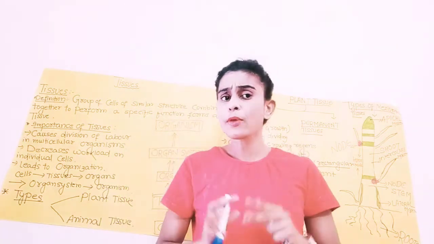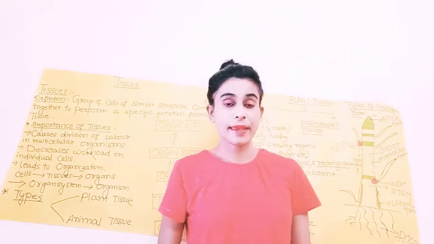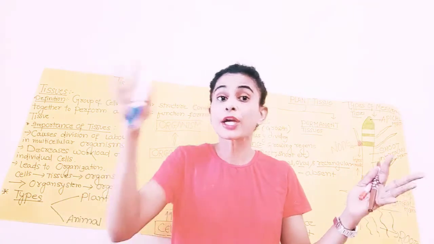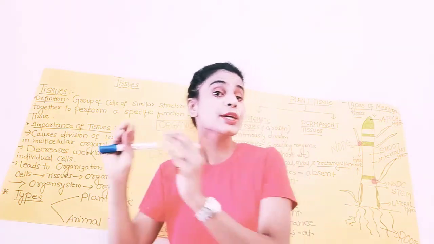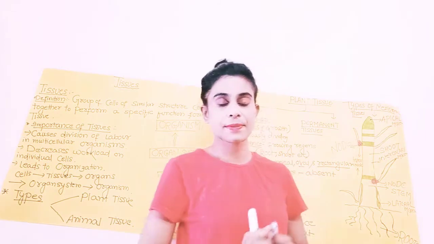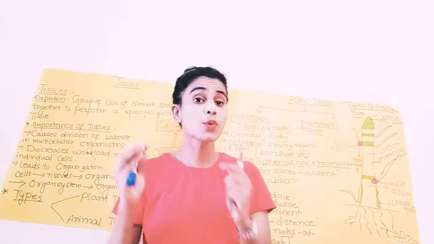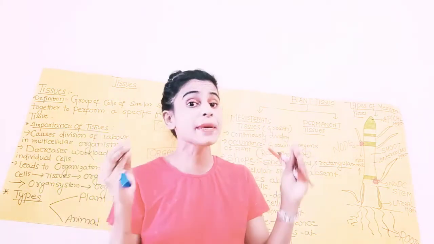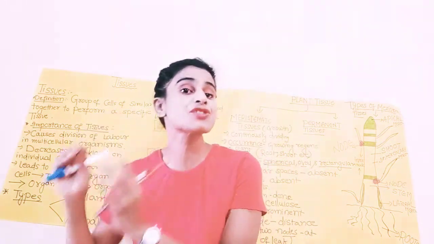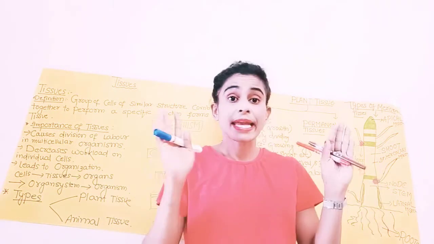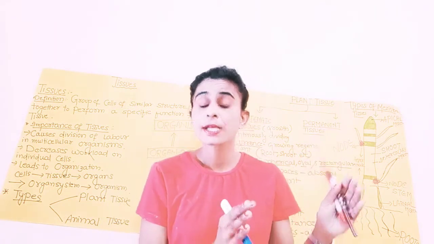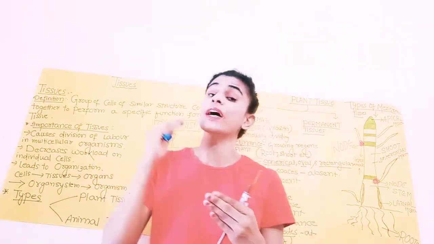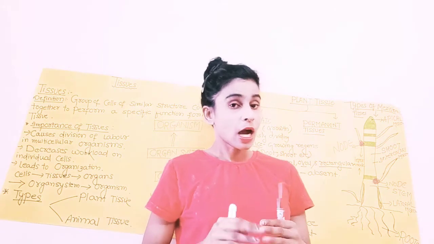Now, when we are making a team, what does a team mean? Making a group. When we are making a group of some cells, a condition should be there: the cells should be similar in structure. Means a group of similar structure cells. Understood? A group of cells which are similar in structure, and they should perform a particular function. How will you make a group?